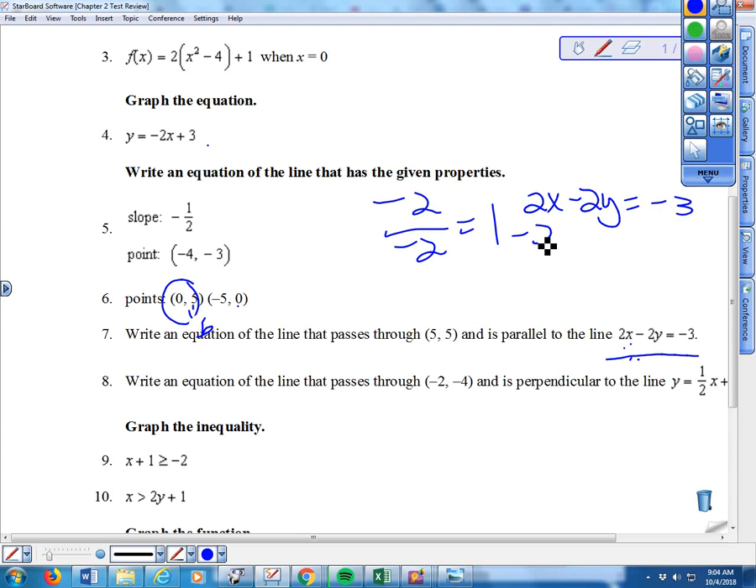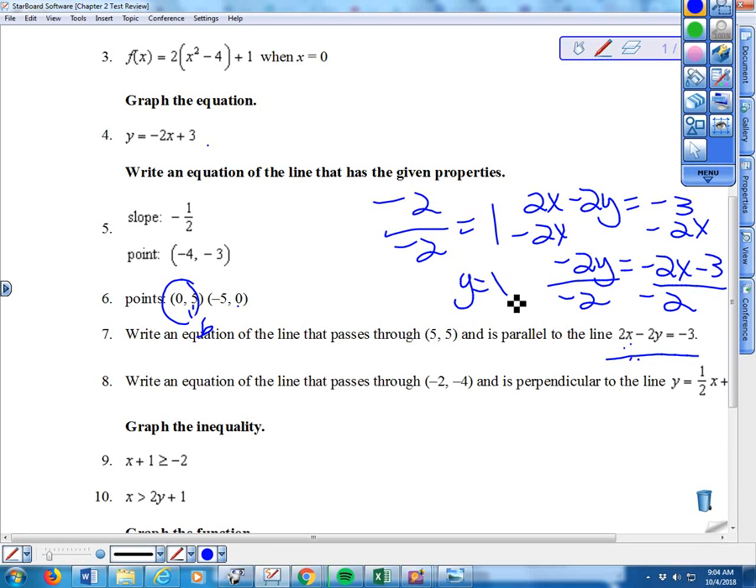Subtract 2x, and I get negative 2y equals negative 2x minus 3. Divide by negative 2, I get y equals x, which is just 1x, plus 3 halves. Okay? I don't care what the y-intercept is of this line. All I care about is the slope, because I need to find the slope so they can be equal.